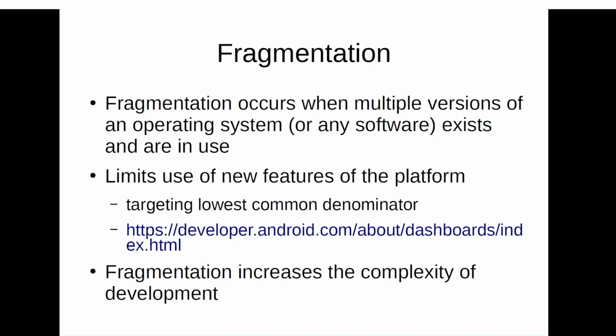Fragmentation can occur vertically or horizontally. Vertical fragmentation is when we have different numeric versions of Android out in the wild at the same time. Horizontal fragmentation is when we have the same numeric version, but where changes have been introduced by manufacturers or carriers.